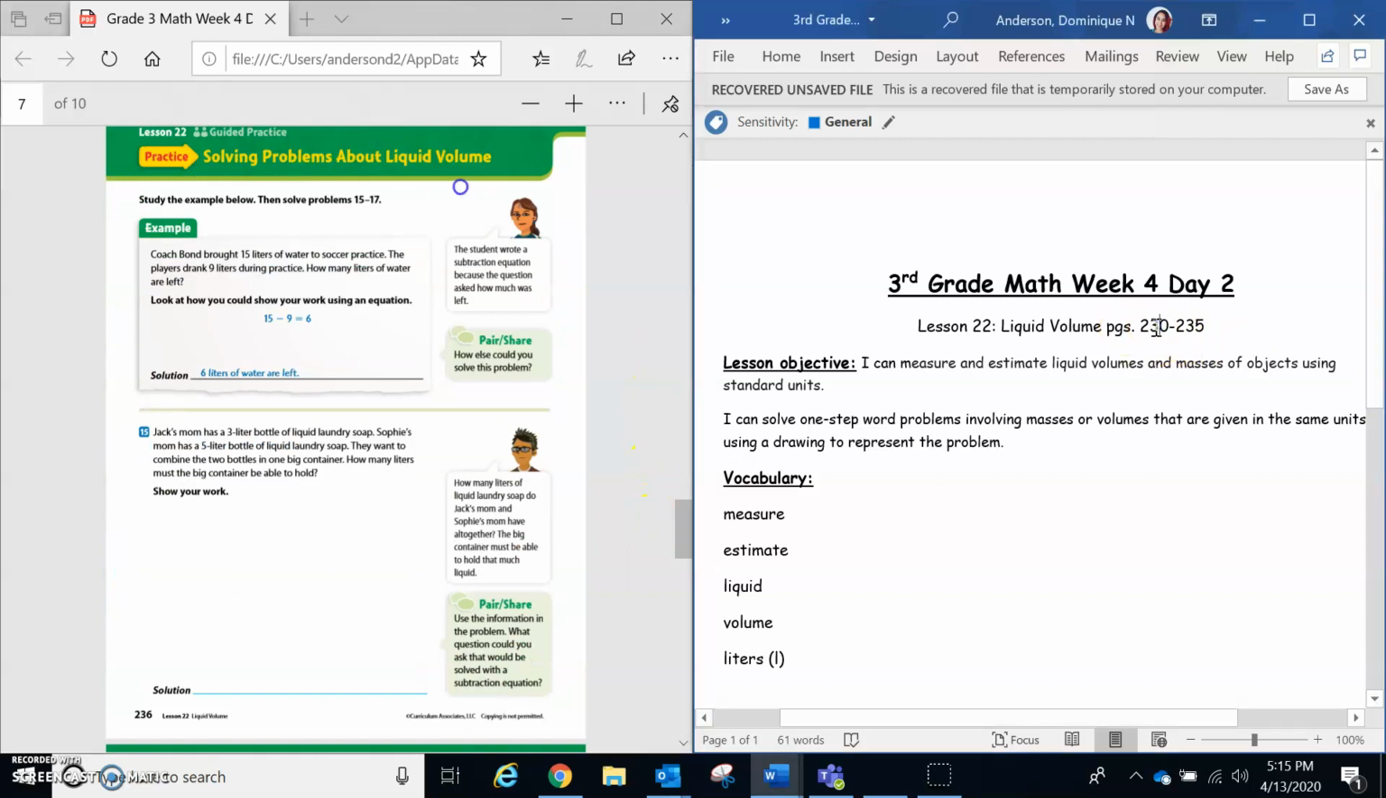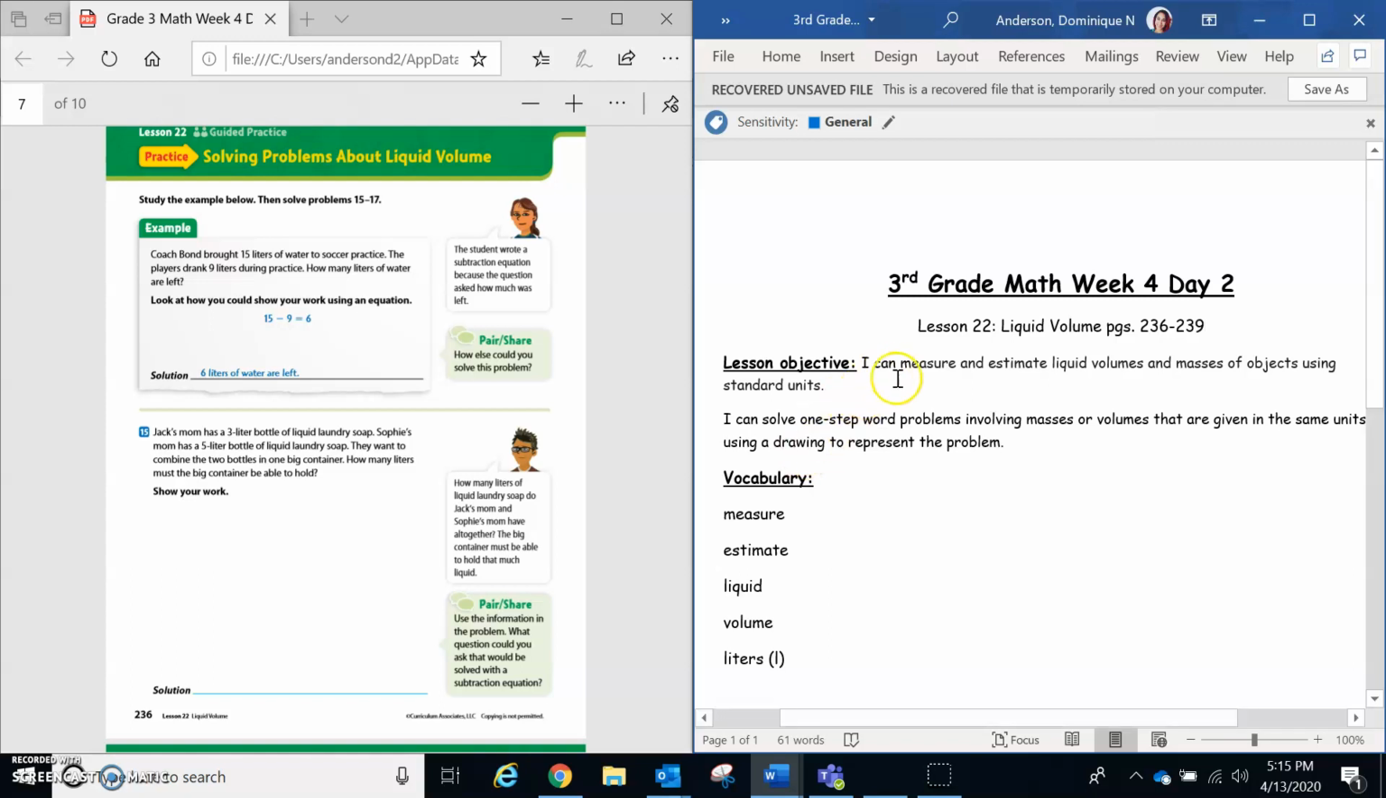And this actually needs to be changed. This is 236 to 239. And so for day two, we're still on that same lesson we worked on yesterday, but now we're gonna work on pages 236 to 239.